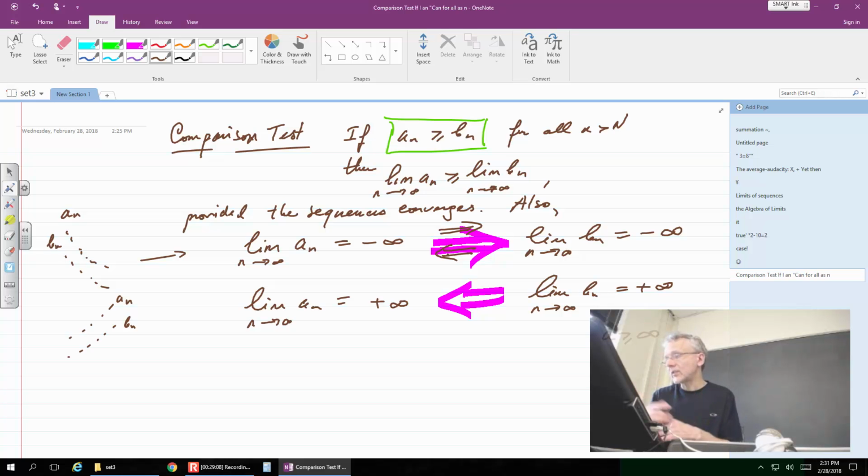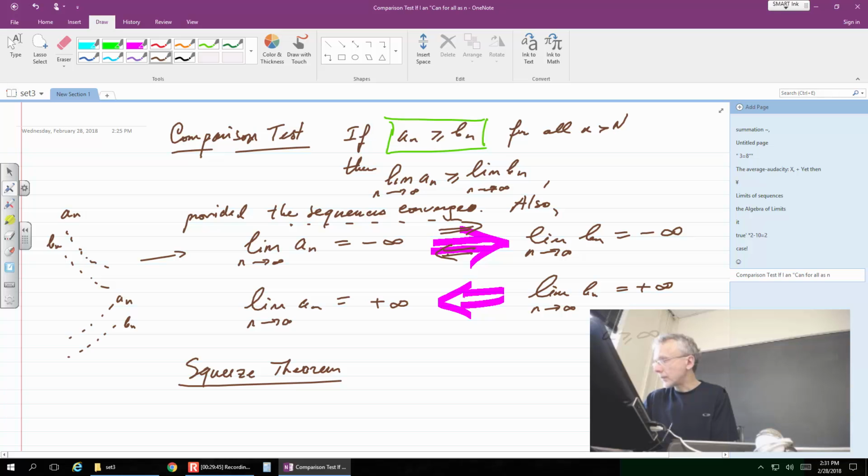So as you can see, we can say something about the way the sequence diverges if we have this comparison to begin with. Okay, so that brings me to the squeeze theorem that you might remember from Calculus 1. And that one is better because we do make a conclusion about the existence of the limit. In the previous theorem, it is assumed that the sequences converge, but in the squeeze theorem, we conclude that they do converge.